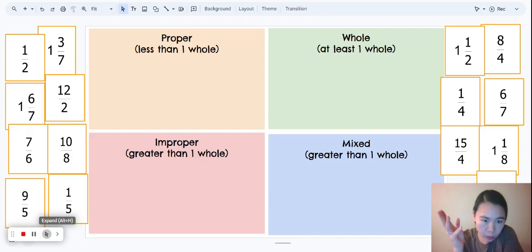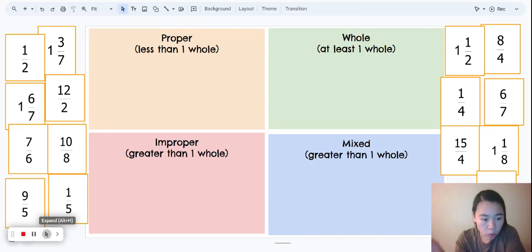You have whole numbers, which we know is going to be at least 1 or greater. You have improper fractions. The numerator is greater than the denominator, so it's top heavy. All improper fractions are going to be greater than 1 whole. And then mixed numbers, which are all greater than 1 whole.